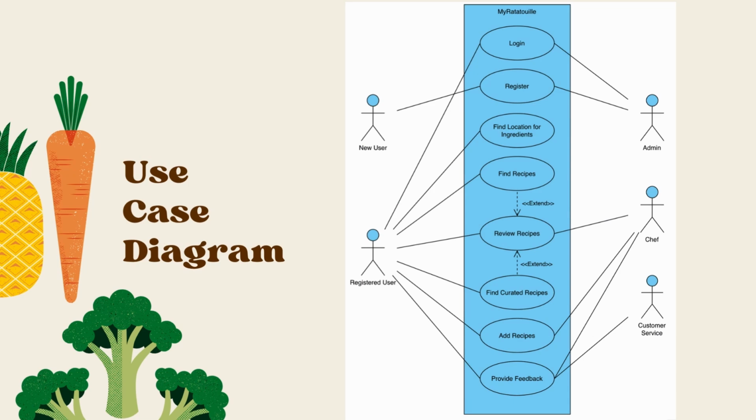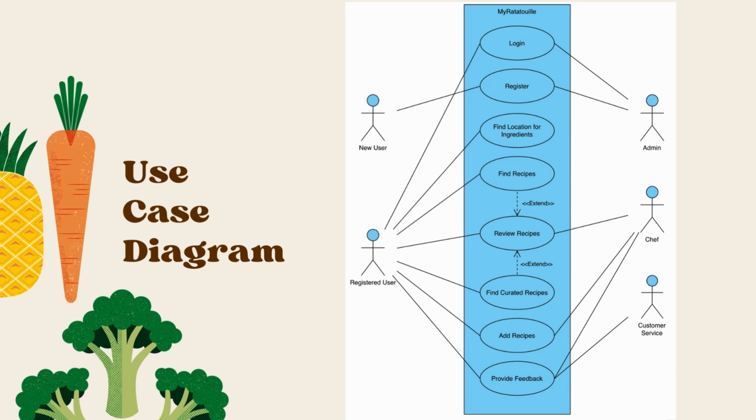So let's talk about our use case diagram next. So in this visual representation, we explore how users interact with the My Ratatouille application. Our use case diagram begins with two main user roles, the new user and the registered user. Each has unique interactions with the system.